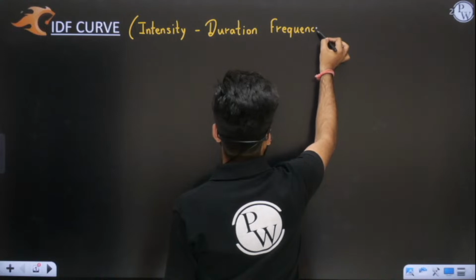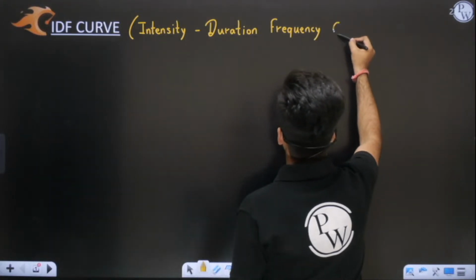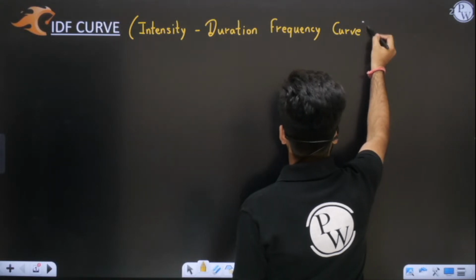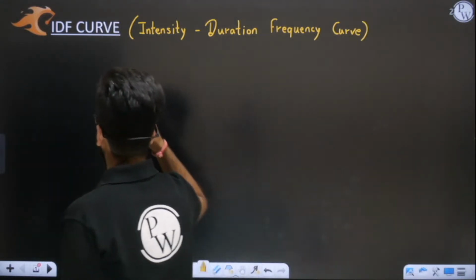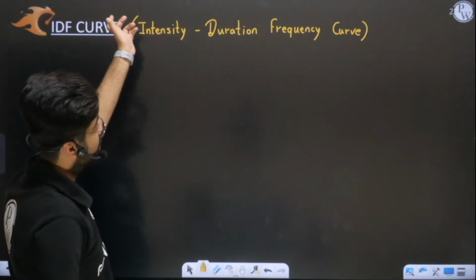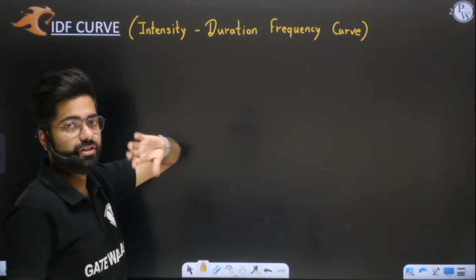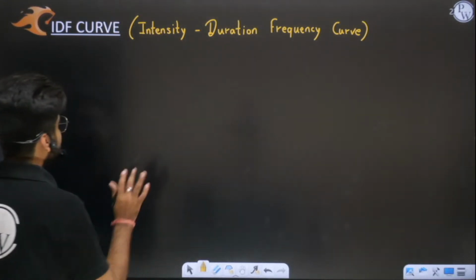Okay, sir, understood. Sir, how will we draw such curves? What is the significance of this curve? How are they related to each other? If duration is increasing, how will intensity change? If frequency is changing, then how will intensity change? So we have to understand the relationships.